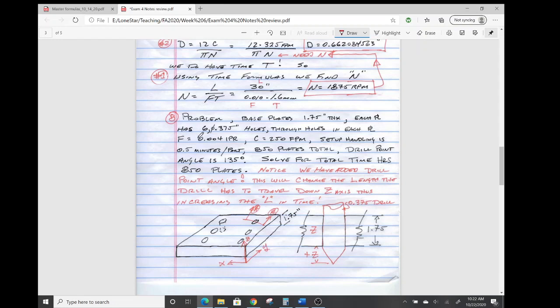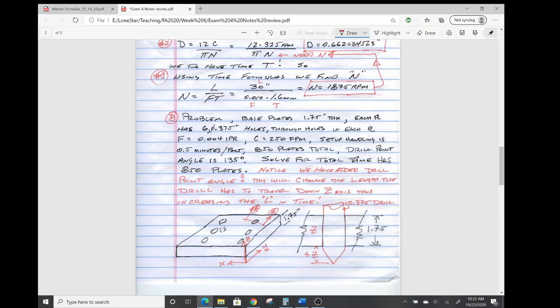We're going to use a feed rate of 0.004 IPR. We're going to use a cutting speed of 250 feet per minute because that's what the good fairy told us we could do. All right, the manufacturer of the drill bit. Setup and handling is 0.5 minutes per part. We have 850 plates total. Our drill point angle is 135 degrees.